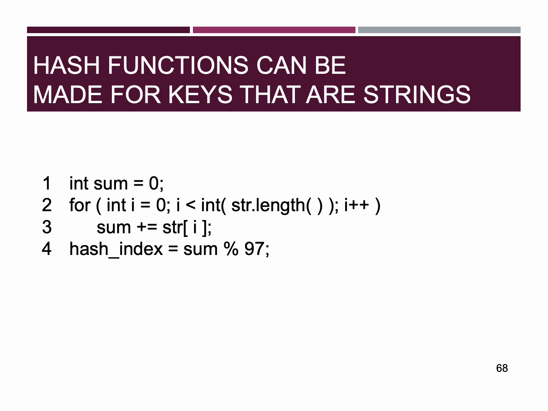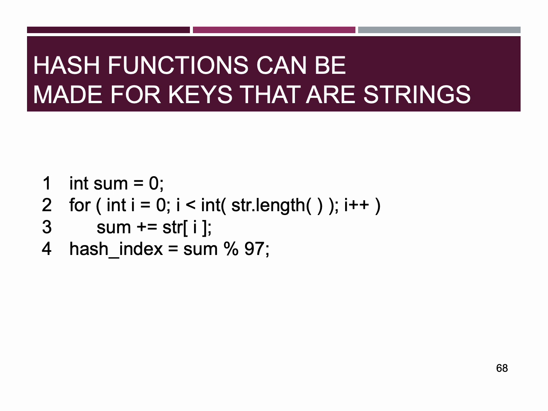Now we start with integer sum equal to 0 to initialize our sum. The for loop iterates over each character in the string, represented by string[i], and adds its ASCII value to sum. Finally, hashIndex = sum % 97 calculates the index by taking sum modulo 97.